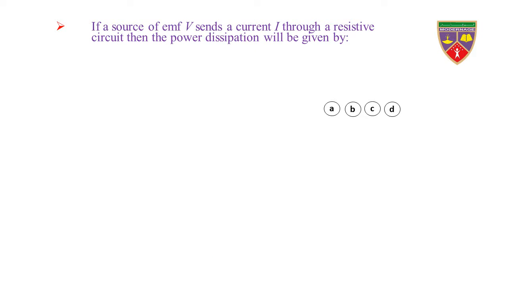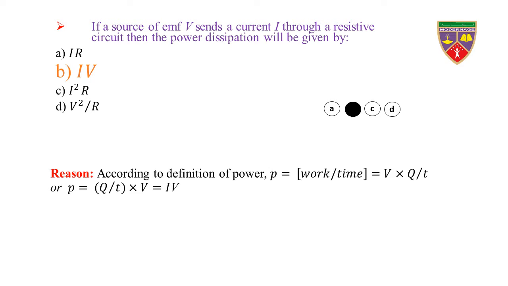If a source of EMF V sends a current I through a resistive circuit, then the power dissipation will be given by option A, IR; option B, IV; option C, I square R; option D, V square divided by R. The key is IV. Therefore, the correct option is B.